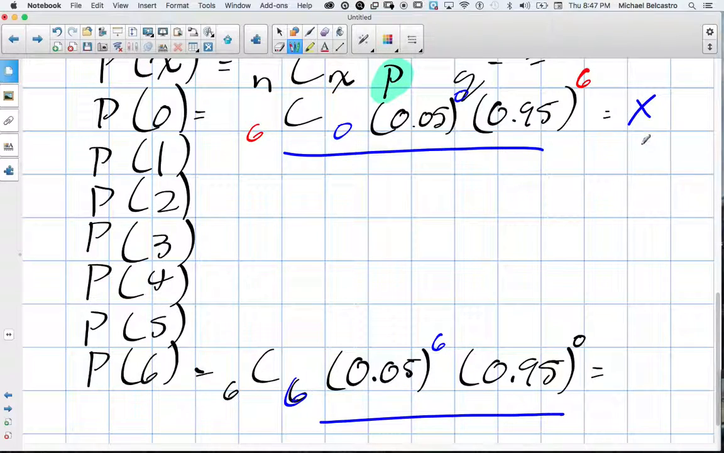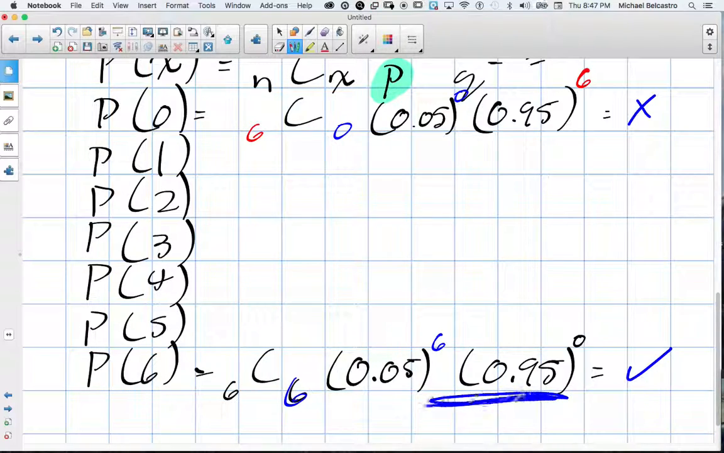no flaws, so none of the engines are flawed. And in this one we're talking about all 6 of them being flawed. So this probability is going to be really, really small.